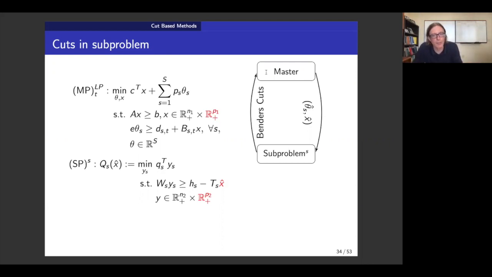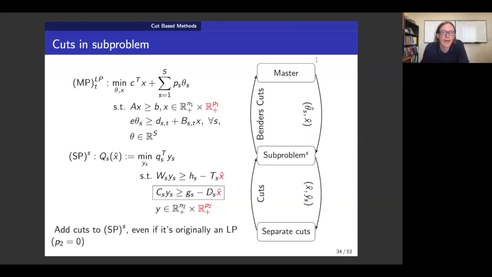With these subproblem cuts, we extend that after having solved the subproblem. When we now have a solution y hat, s for that given x hat, we then ask: can we find valid inequalities for that scenario S set that would cut off x hat, y hat, s?